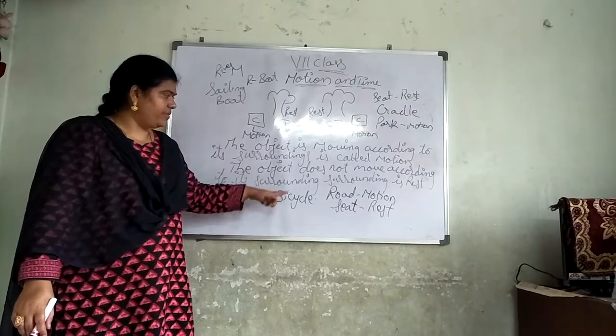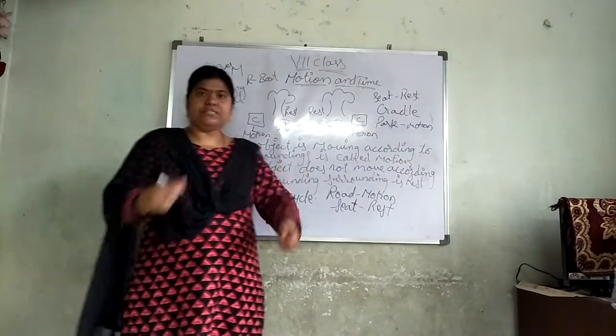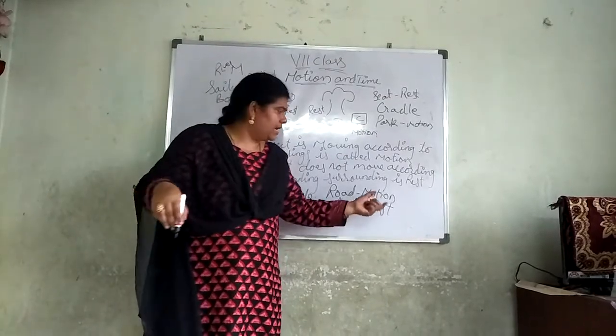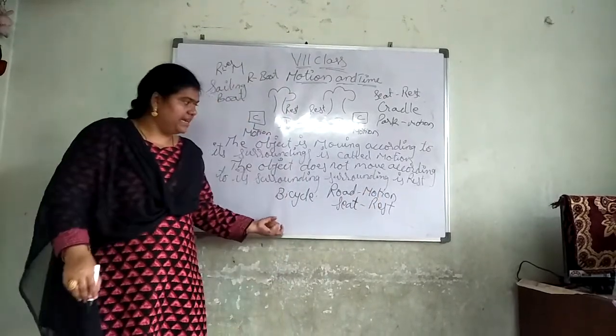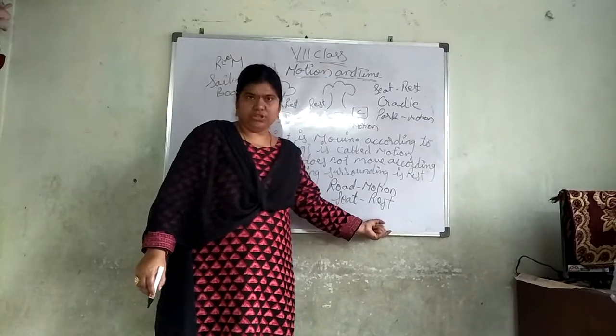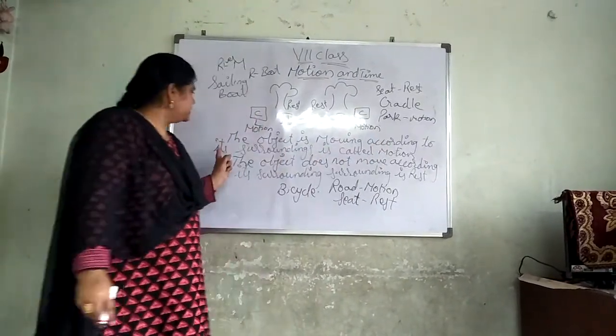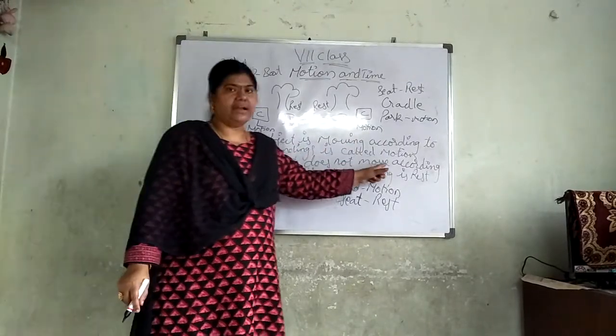You can see that when a person is riding a bicycle on the road, according to the road the person is in motion, and according to the seat he is in rest position. So what is motion? If an object is moving according to its surroundings, it is called motion.